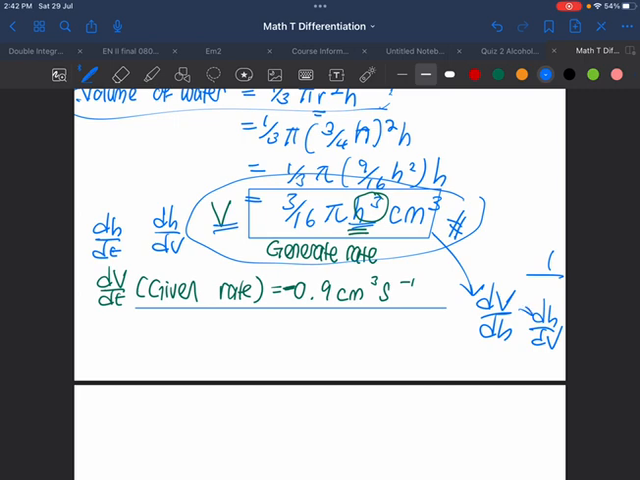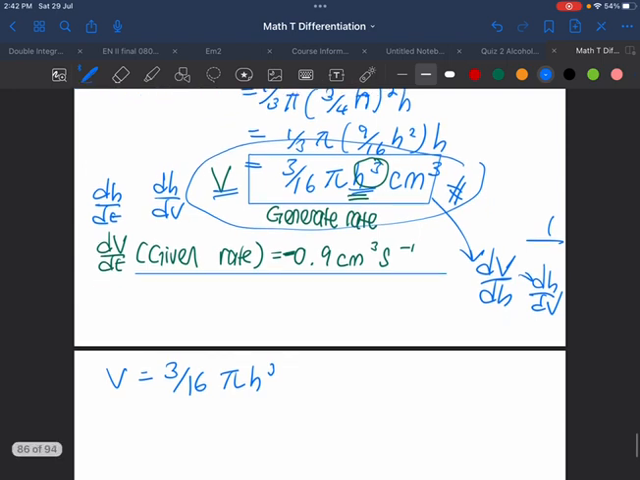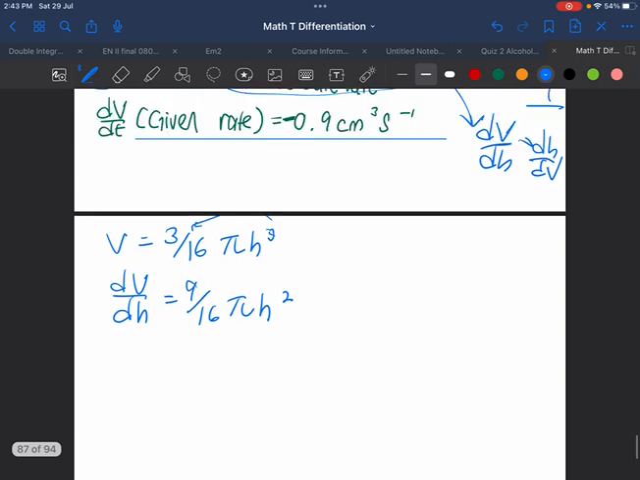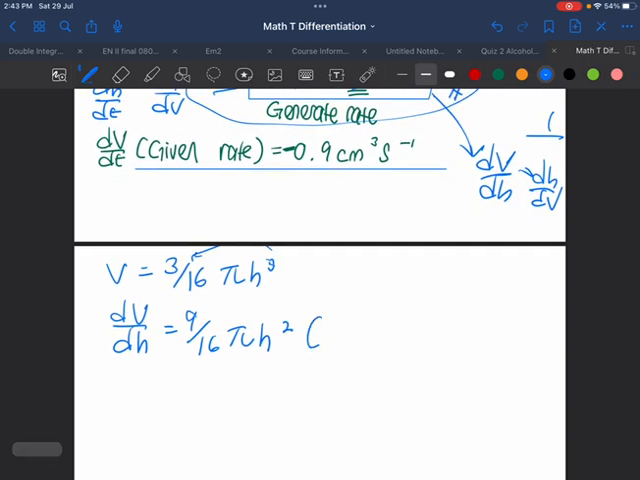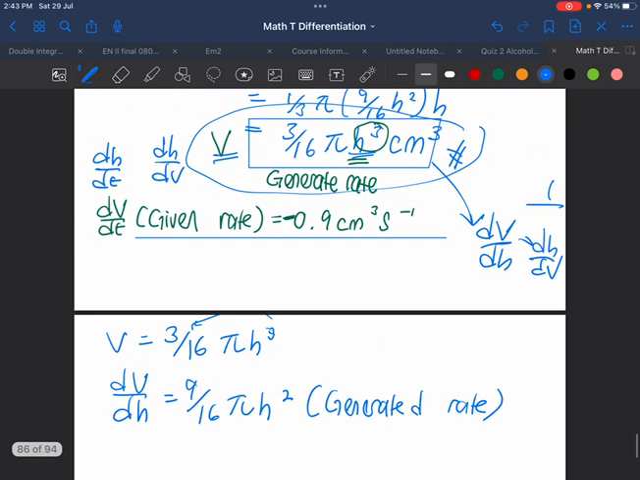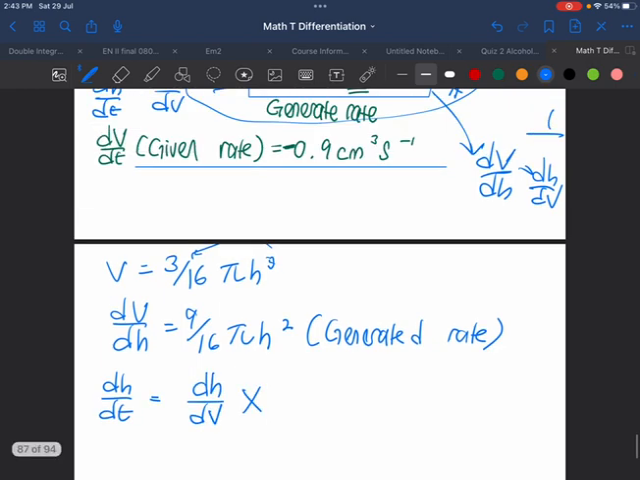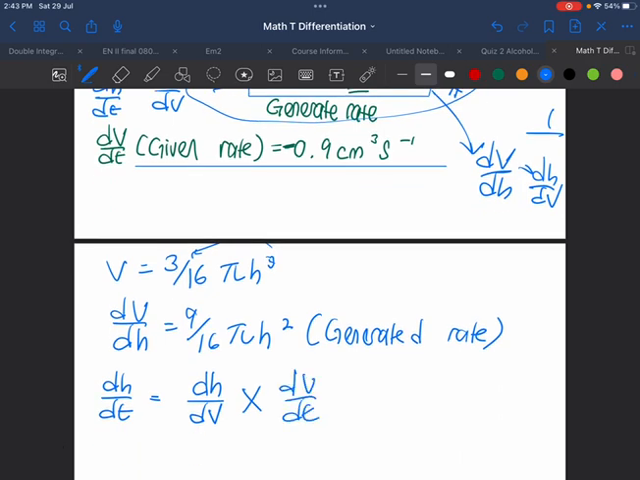So now we have the volume equals 3 over 16 pi h cube. So we find dV over dh is actually, you take out the 3 here, and you get 9 over 16 pi h squared. So now you have dV over dh. Here is the given rate. As I said, in this case, you want to find dh over dt. dh over dt is equivalent to dh over dV times dV over dt. Hence, you can cancel out, and it will be the same.